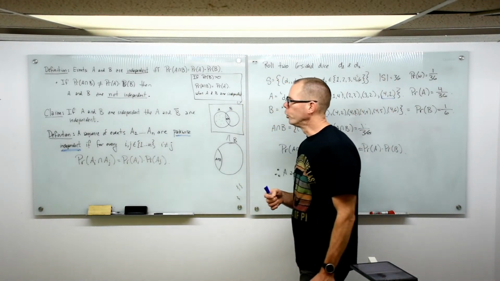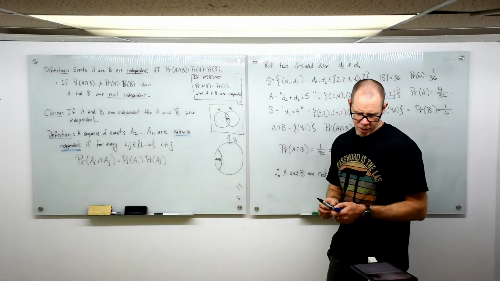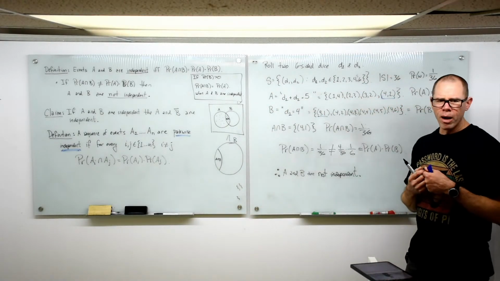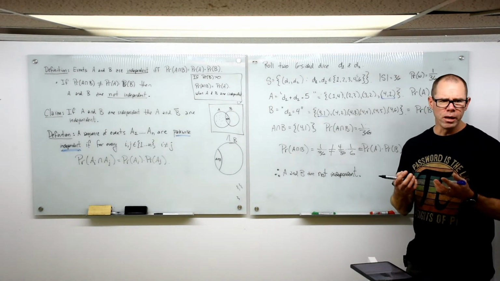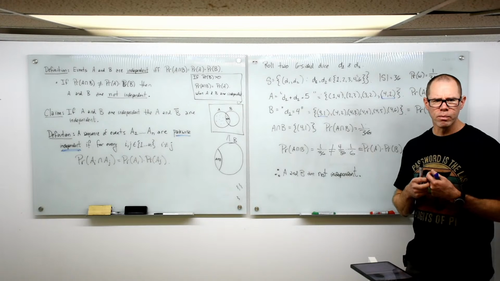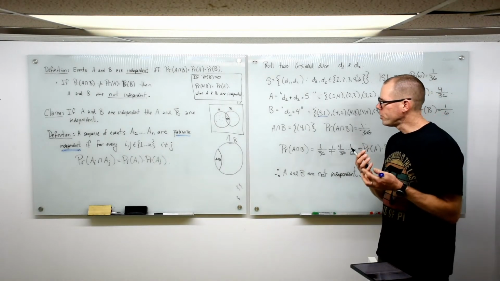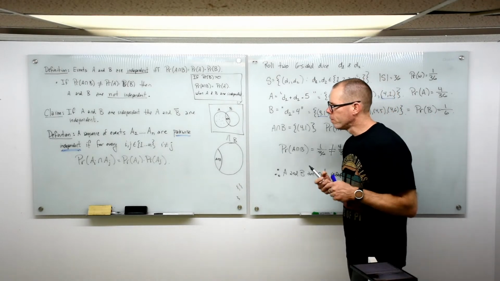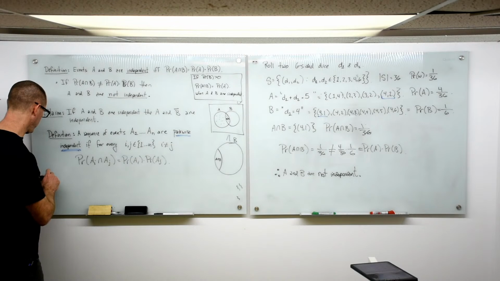So that's good, but it maybe doesn't capture everything we want. Like, what does it say about if I take three of these events? What can you tell me about the relationship between all three of them somehow? So there's a stronger definition.